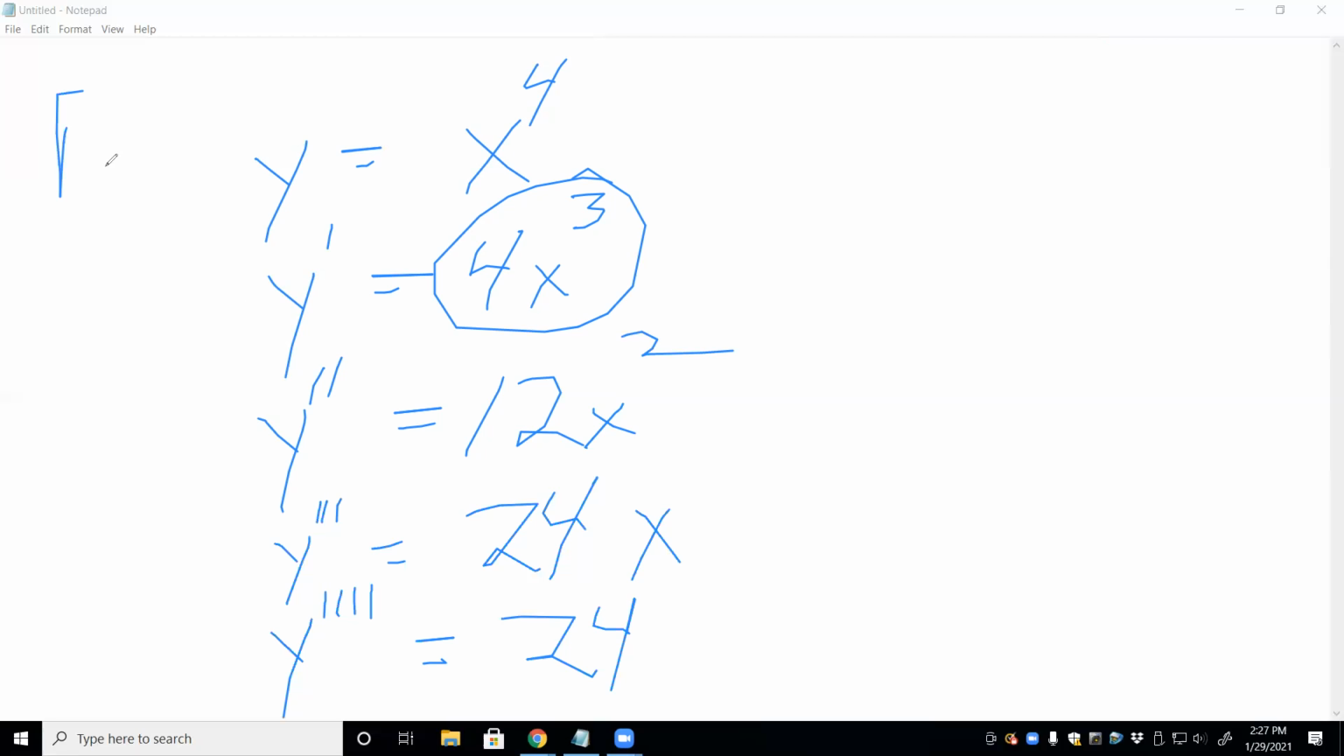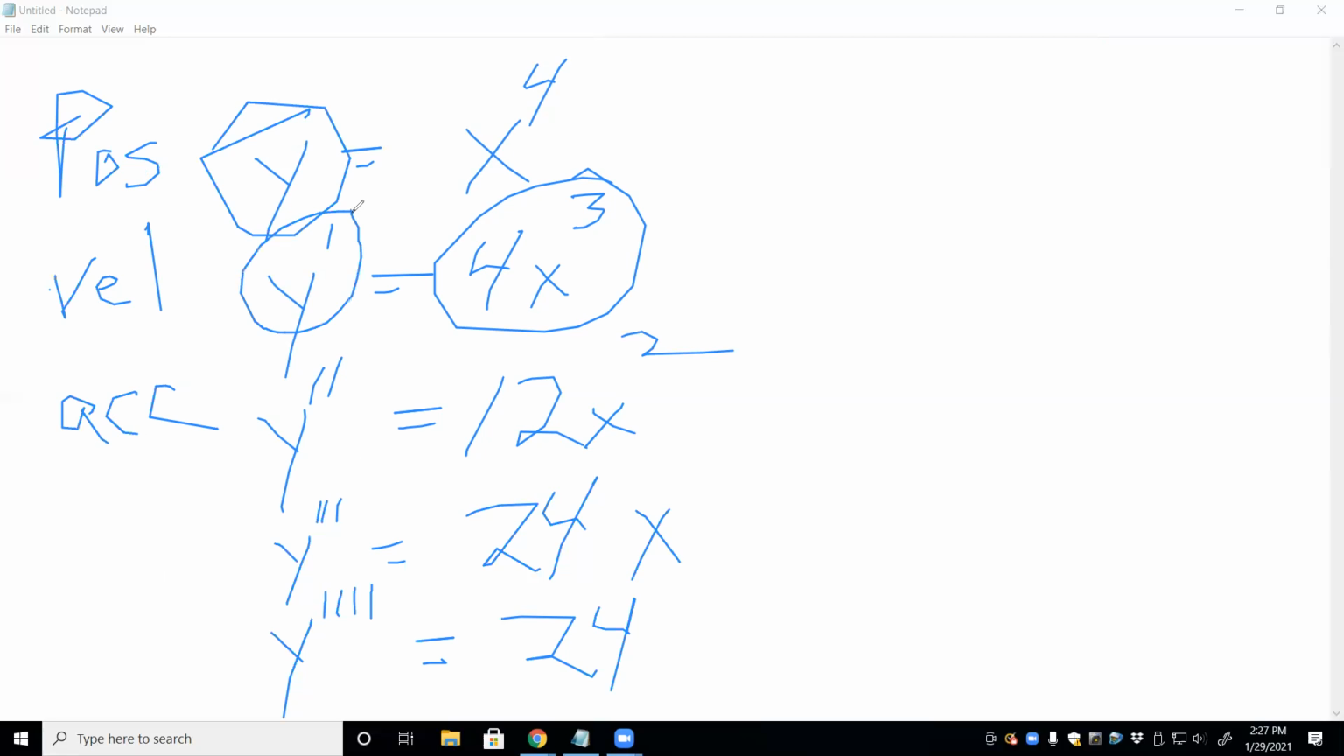Well, in a physics connotation, the function is the position. The first derivative is the velocity. The second derivative is the acceleration. And notice what derivative means. It means rate of change. So here's our position. This is the initial rate of change of our position, the first derivative. But what if I wanted the rate of change of the rate of change?